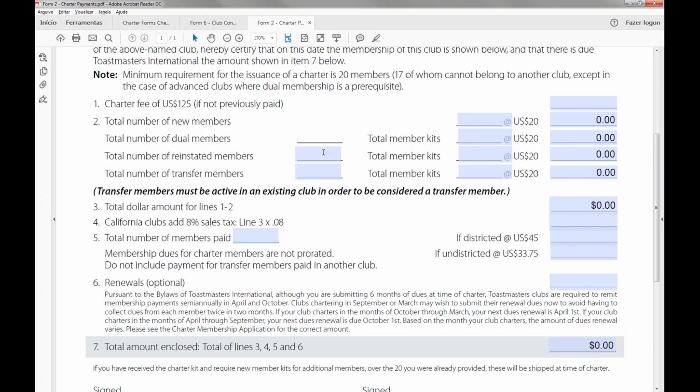You can say here, oh, my PDF reader decided to not respond. But you can say we have 2 dual members.